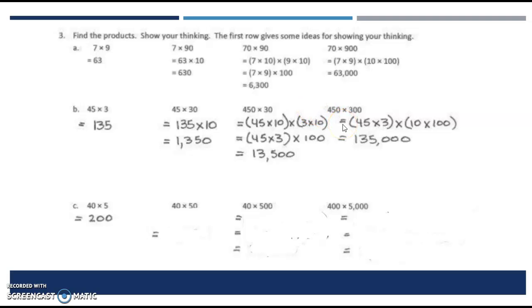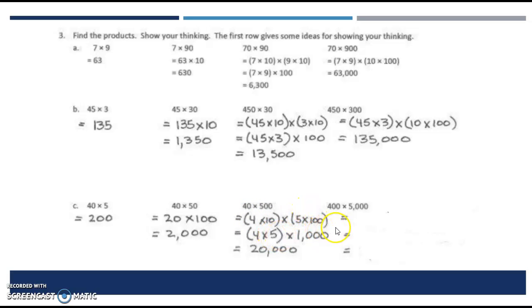Now we're going to do 40 times 5 equals 200. Now we're going to try 40 times 50 and decompose using the associative property. That is 20 times 100 equals 2,000. Now we're going to try 40 times 500. We take 4 times 10 times 5 times 100 and break that down to 4 times 5 times 1,000, which is 20,000.